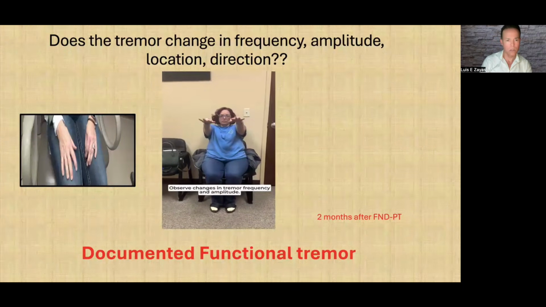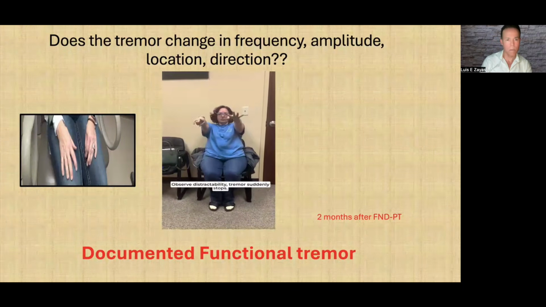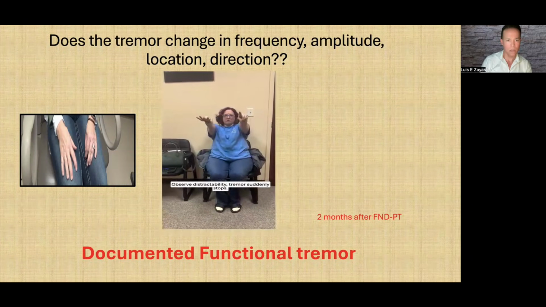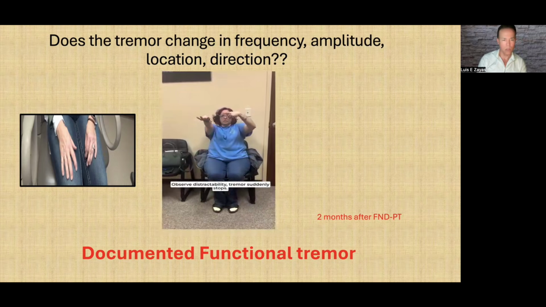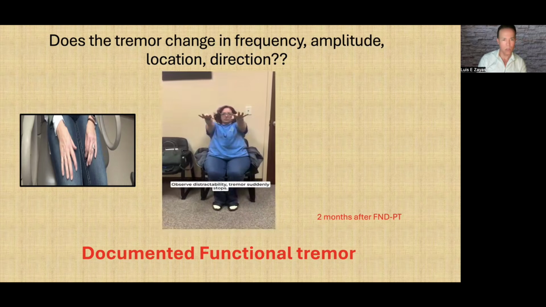Now, with the right, touch your nose, back and forth. You see, the tremor stops when she starts moving the right hand back and forth. Keep doing it. Okay. Good. Keep it like that.